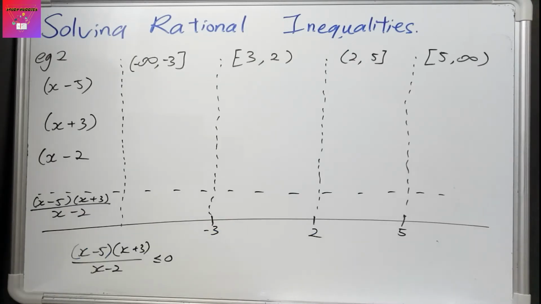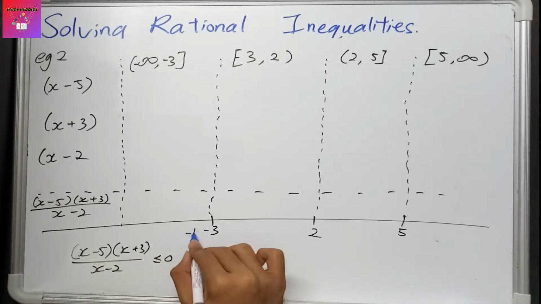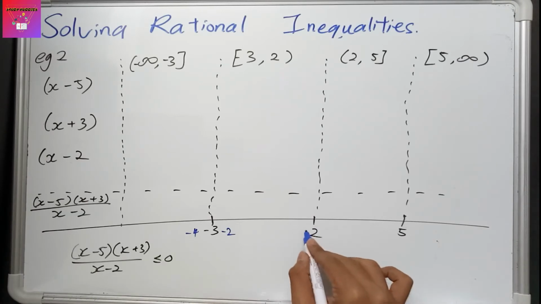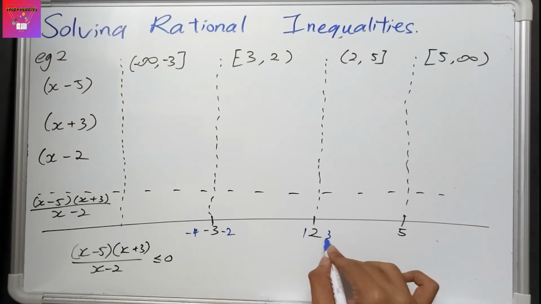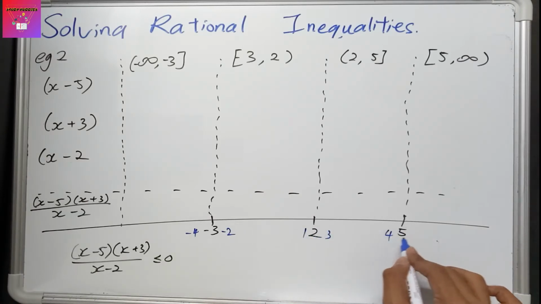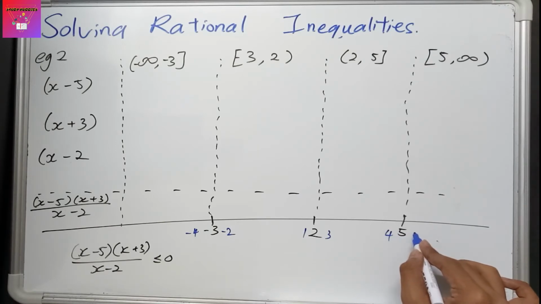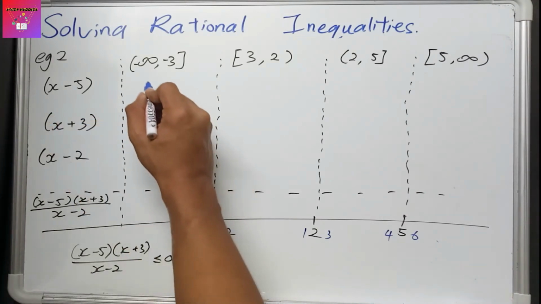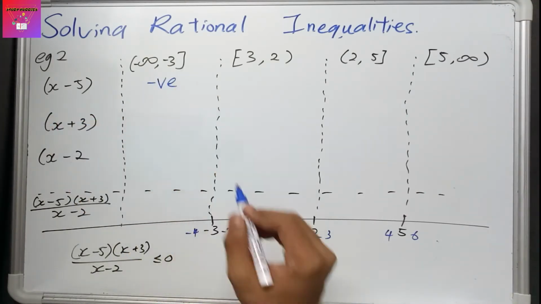So now let's resume with the table. From negative 3 we are going to choose negative 4. From here it's negative 3 to 2, the number before 2 is 1, the number after 2 is 3, and for 2 to 5, 4, and after 5 I'm going to choose 6. Okay, so I'm going to find as usual one by one. So negative 4, negative 5, I'm going to get negative 9, so it's negative.